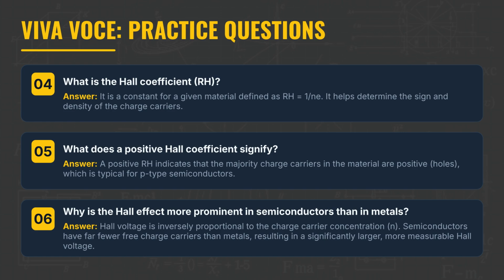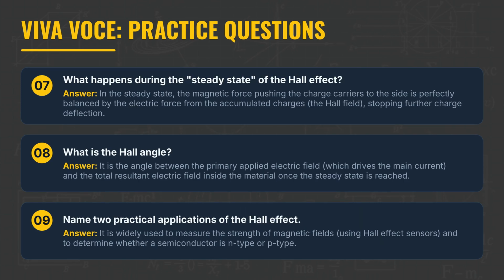The effect is more prominent in semiconductors due to their lower charge carrier concentration. In the steady state of the Hall effect, the magnetic force is balanced by the electric force from the accumulated charges. The Hall angle is the angle between the primary and resultant electric fields. Applications include measuring magnetic field strength using Hall effect sensors and determining semiconductor type.